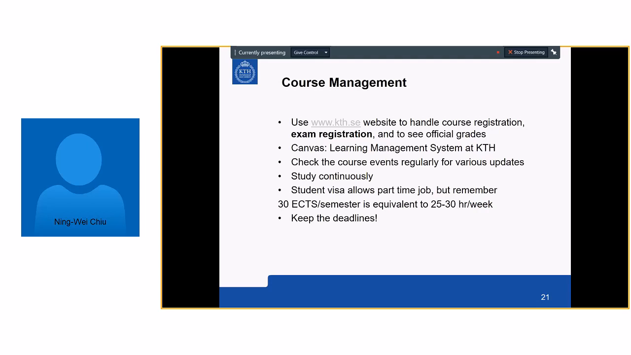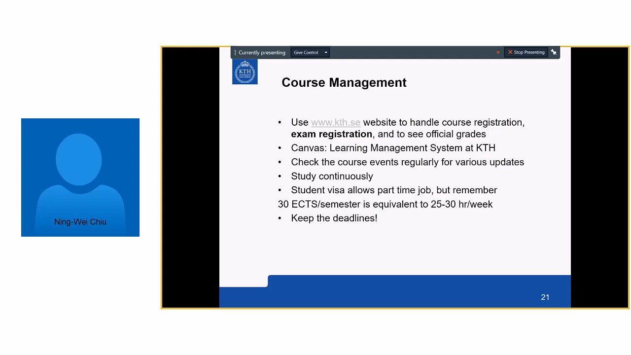Check this Canvas course events regularly, because we may be updating or telling you what's going to be the exams through Canvas. So check those regularly. And then study continuously, because some of the reading materials take some time to read. So make sure you study continuously, not to wait until the last day.